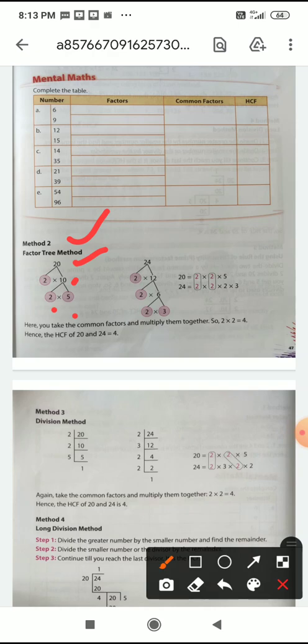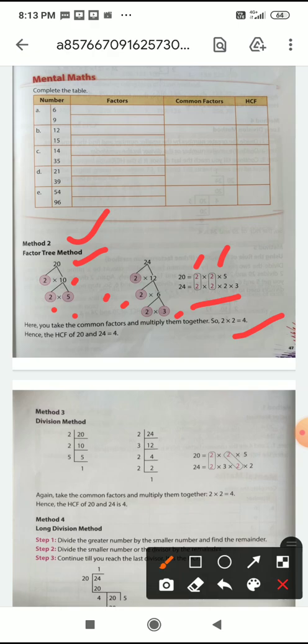Here also, in 24 we get 2, 2, 2 and 3. So which are the common factors? 2, 2. If we multiply these 2, we get what? 4. So 4 is the HCF of 20 and 24.